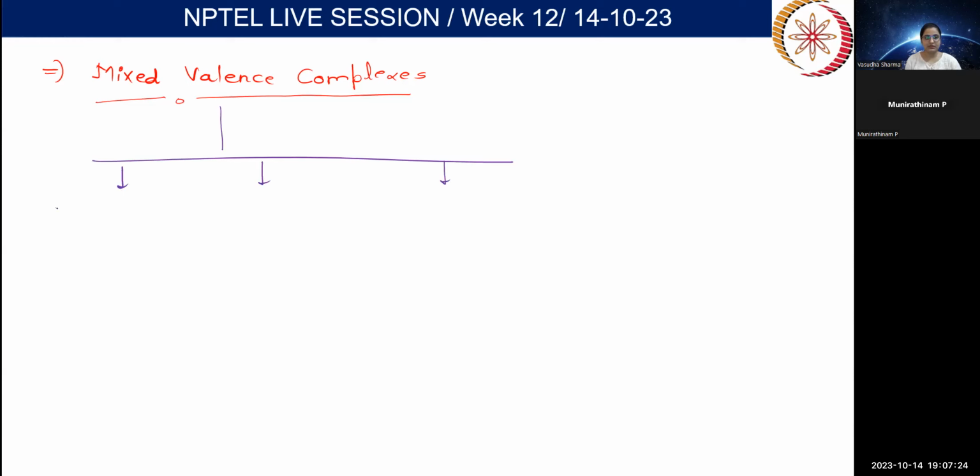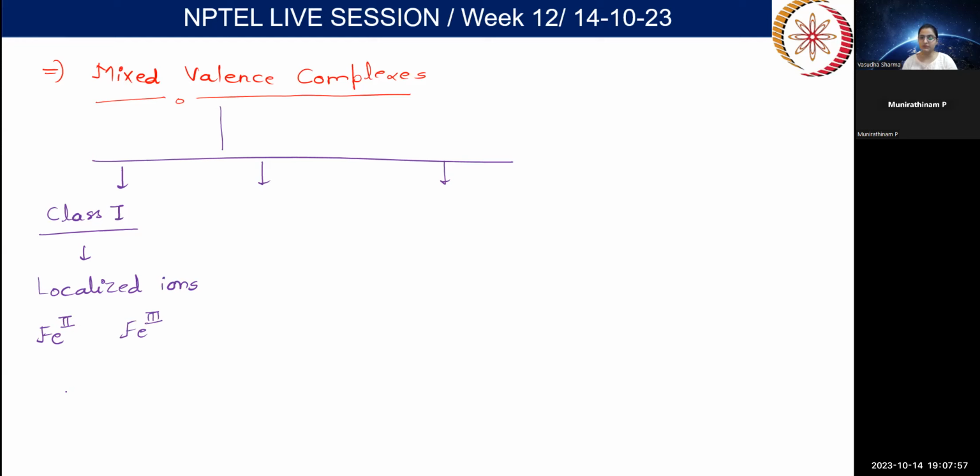Class 1, which is called the localized ions. If they are localized, obviously they would be distinguishable. So if I have a complex where iron 2 is existing as well as iron 3 is existing, and localized means both of them are at their position, there is no electron transfer happening between them, and we can easily identify through the Mössbauer spectroscopy.